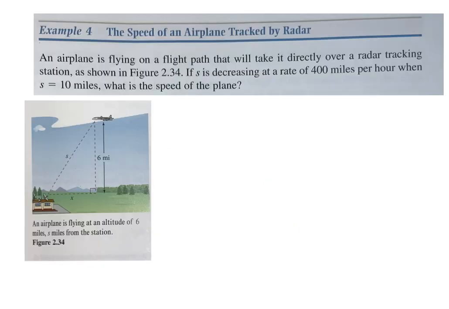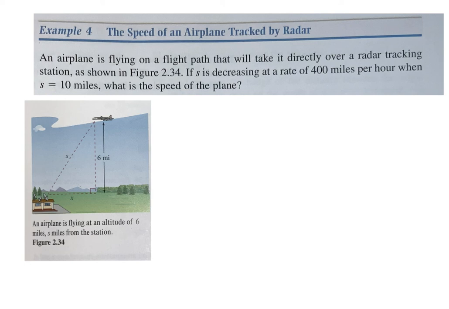An airplane is flying on a flight path that will take it directly over a radar tracking station. And they give you the picture here. If S, that's just the hypotenuse, the actual distance to the station. So you can see that this is the distance that is changing, right? It is decreasing at a rate of 400 miles per hour when S is 10. Then it wants to know, what is the speed of the plane?